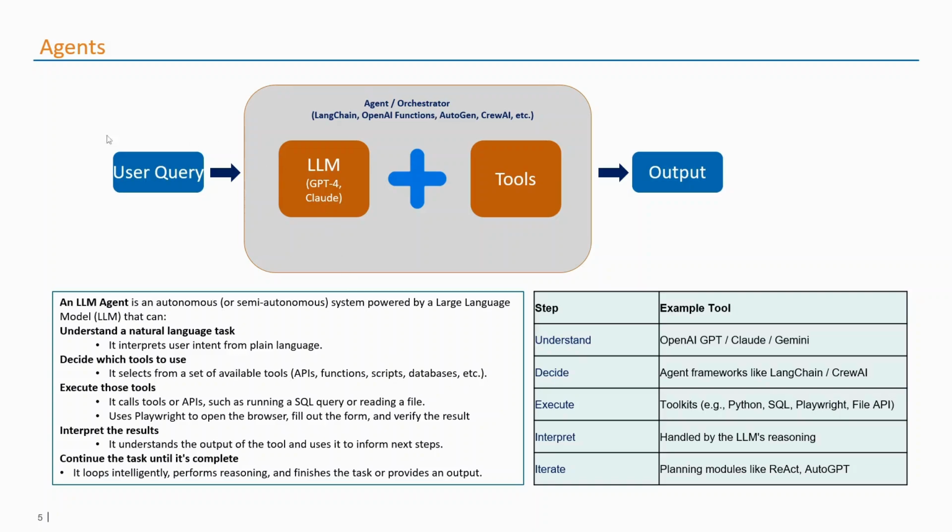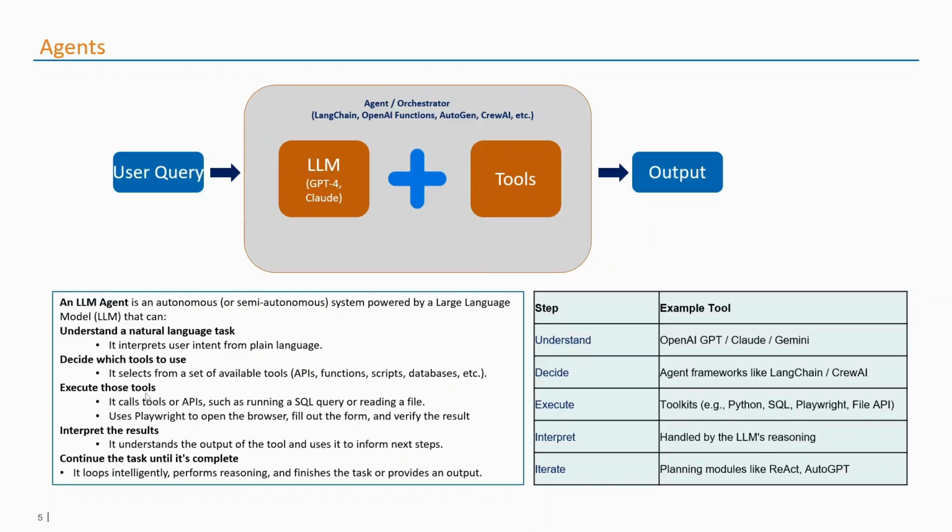For example, if your user query says, I want to go and click the login button of the Amazon page, then it selects the right tool that is attached to the LLM. It can be Playwright, it can be Selenium, and so on. So it selects the right tool to make an interaction with the web page.